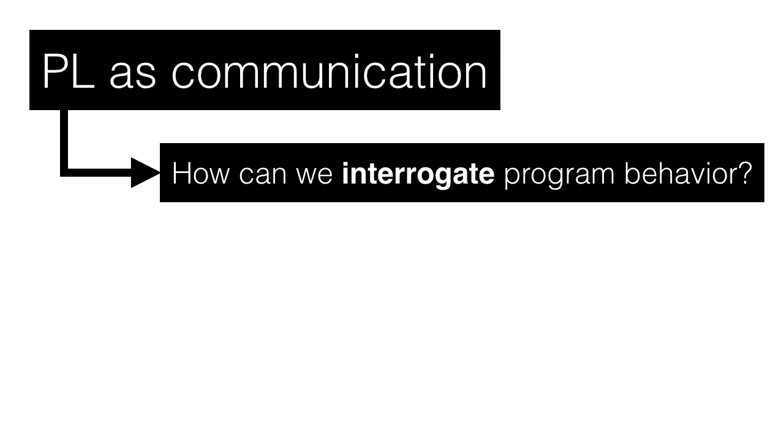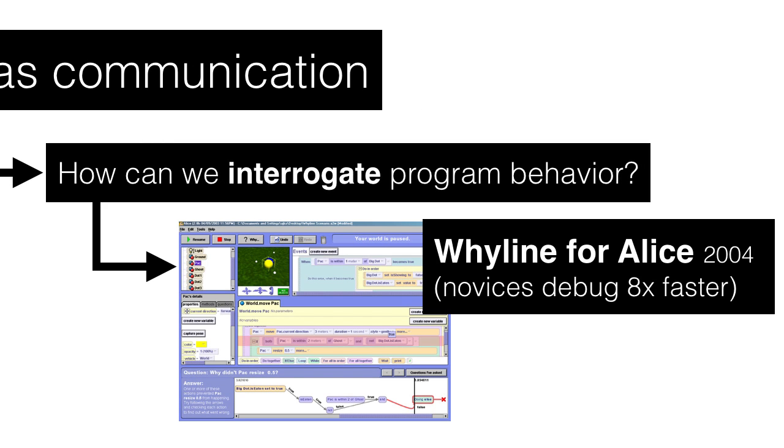So that led to this research question: how do we interrogate program behavior? And that led to this first discovery of the why line for Alice. The idea here was to allow people to ask why questions about program output. So the program does something, it exhibited some failure, you should be able to ask the program why it did that. And using the programming language's semantics, give explanations in terms of the underlying causality of program execution.